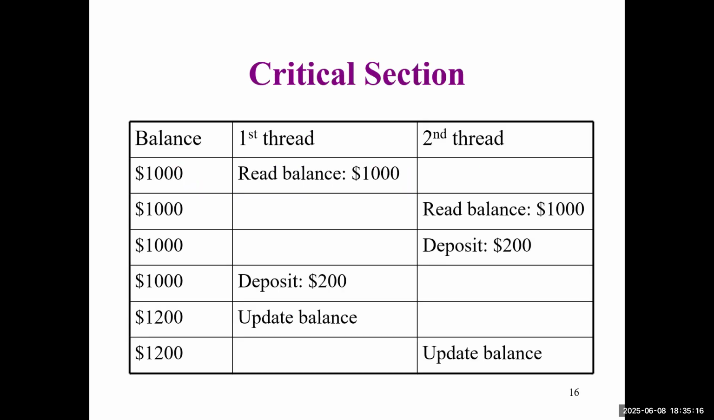What about synchronization? Well, here's an example where it's obvious that I need synchronization, because if I read the balance as 1,000, he reads the balance as 1,000, I deposit 200 and he deposits 200, I'm going to update it from 1,000 to 1,200, and here also, but it should be 1,400.